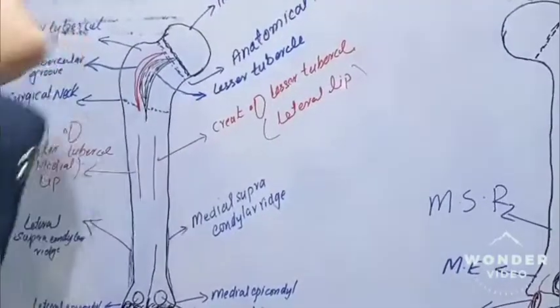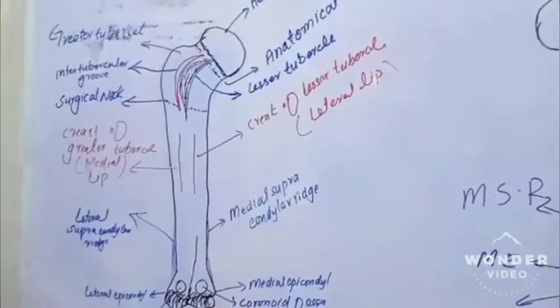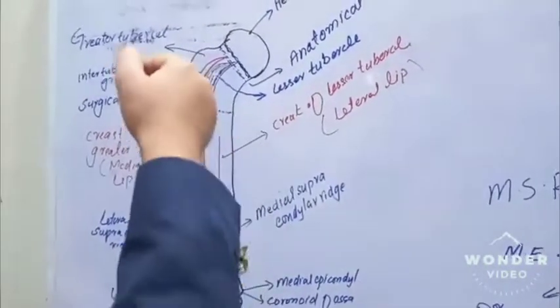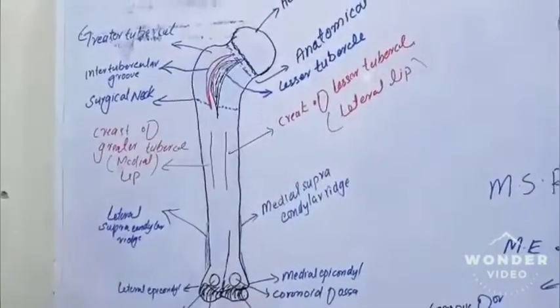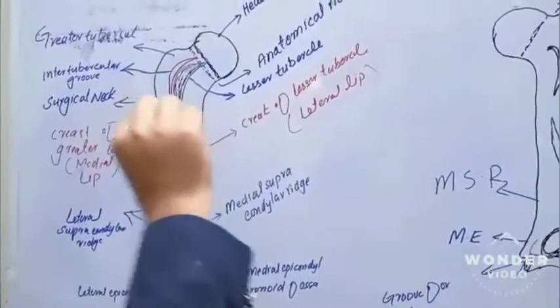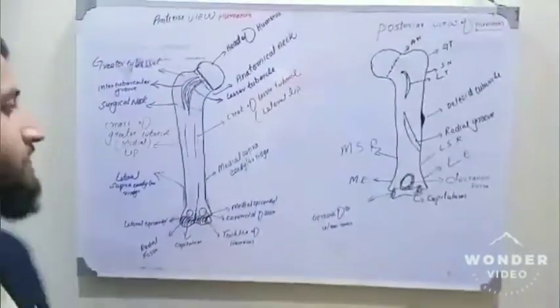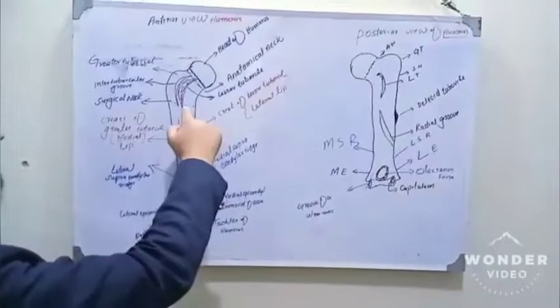Between the greater tubercle and the lesser tubercle, there is the intertubercular groove. Below the greater and lesser tubercle, there is the surgical neck.